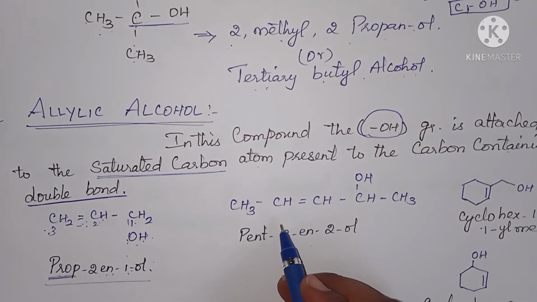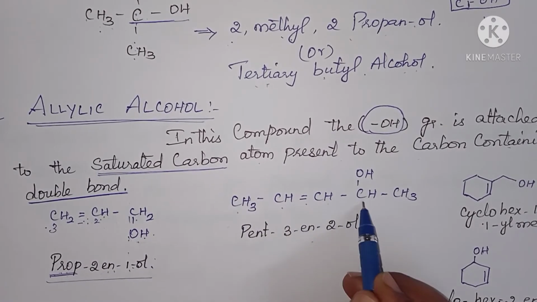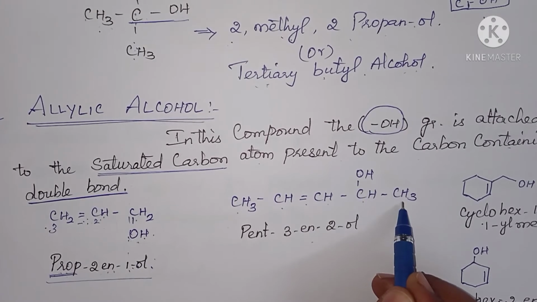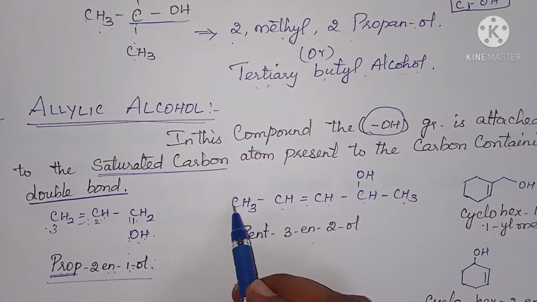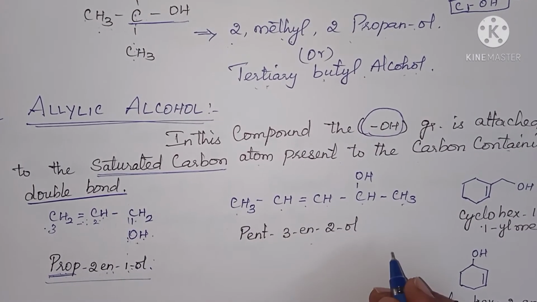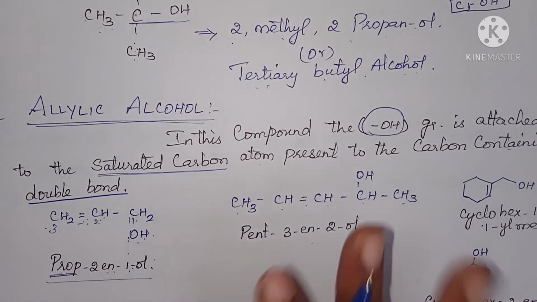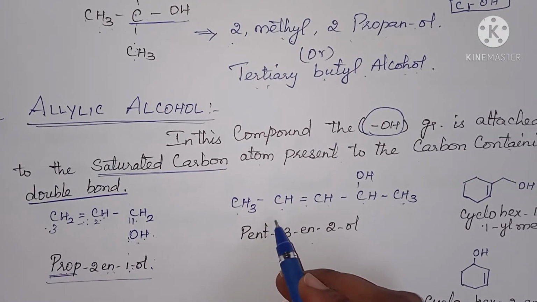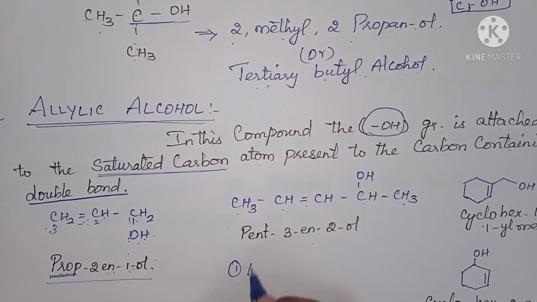Okay, one more example we can find: CH3, CH, double bond CH, CH, OH, CH3. Now in this, how many carbons are there? 1, 2, 3, 4, 5. Pentane. In that, the first point is the number of carbons, that is the parent chain. From last to first only, it will be easy for you to write the name. So we can go from last to first. First point: the parent chain.